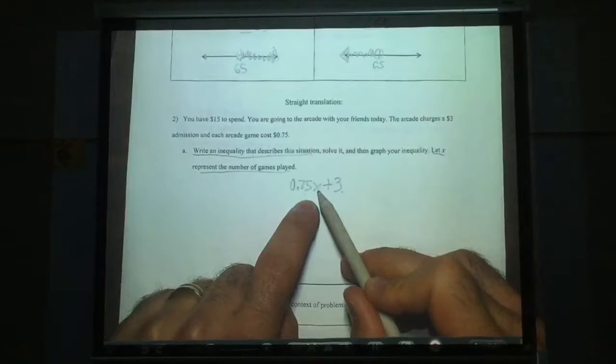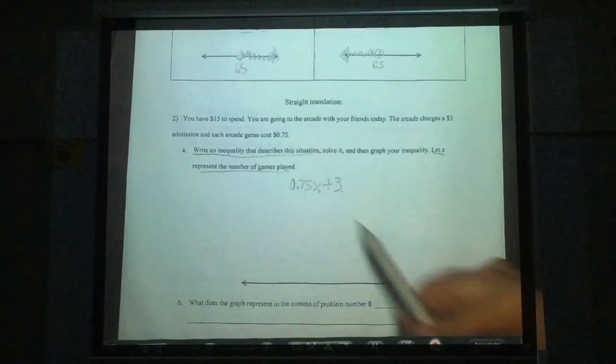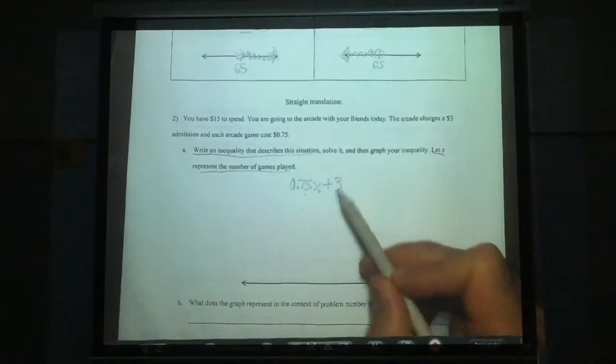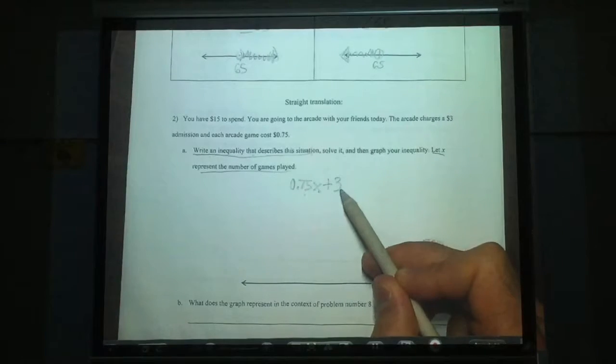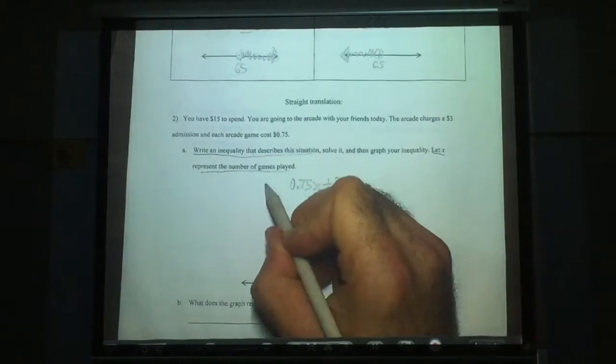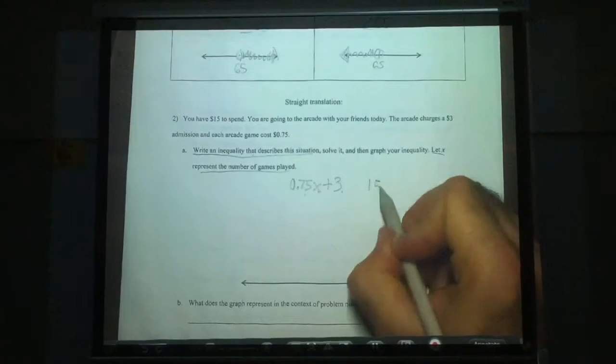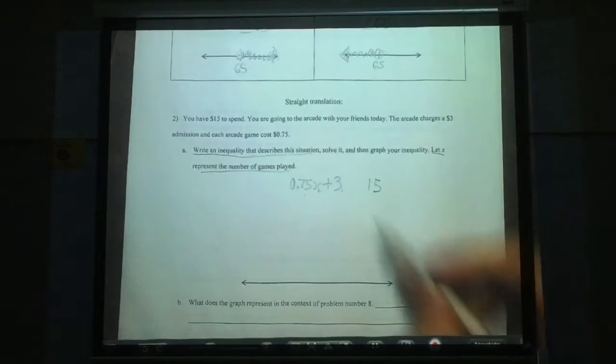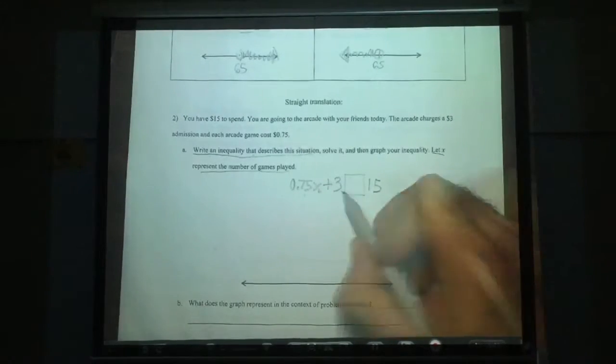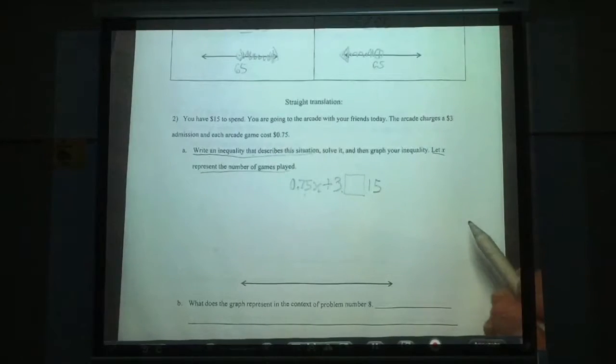But then if you start playing some games, then that's going to add up to the amount of money you're going to spend. Now all this is going to be compared to the number 15. The reason is because 15 is the amount of money that you have. Okay? We need to put an inequality in here. The reason is because we want to find out any number of games you can play.